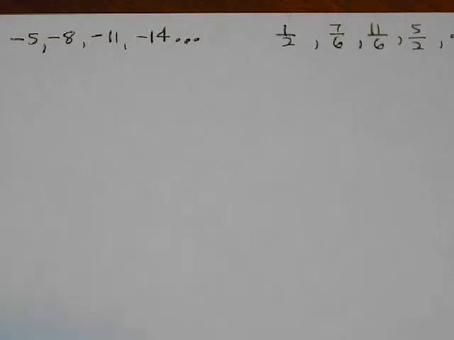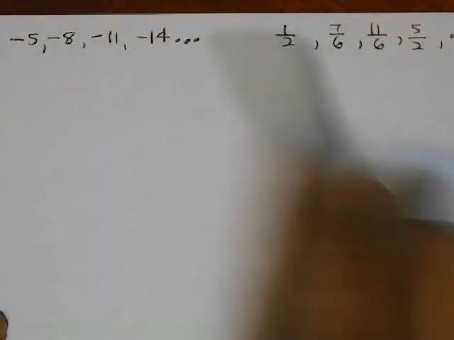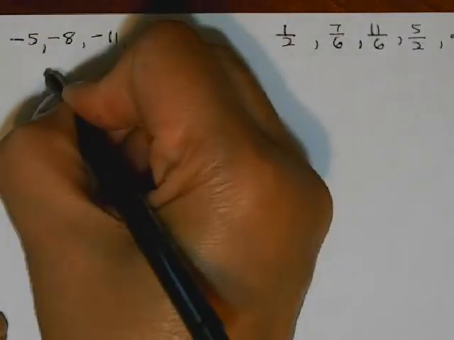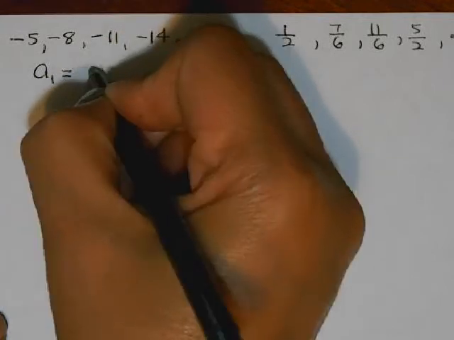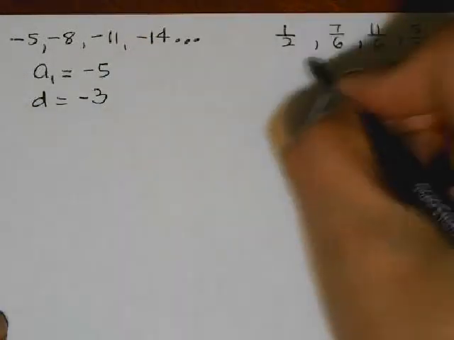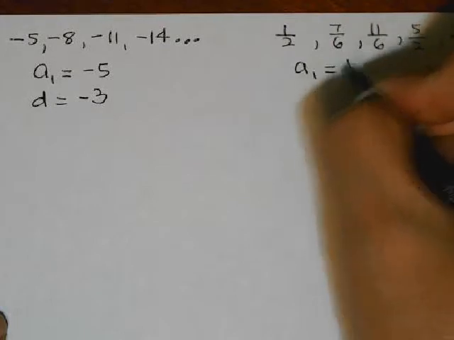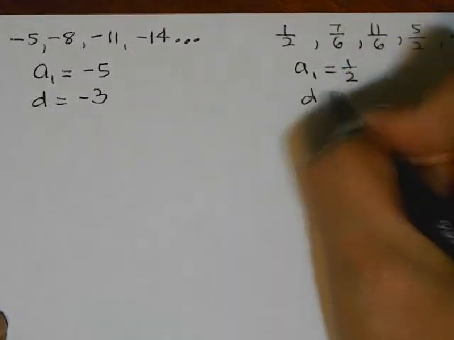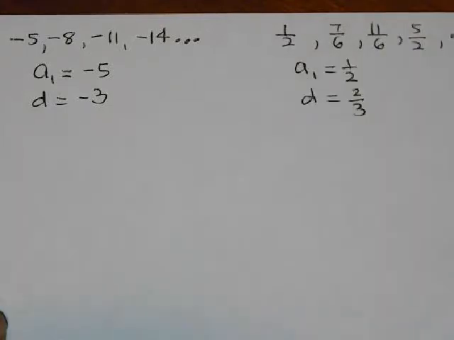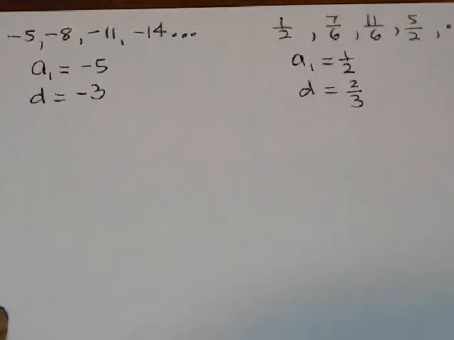Okay, so let's continue with these other examples that we did before. We're going to find a sub n, or the explicit rule, of these two sequences that we have done before. Try to get your a sub 1. We already found this. Okay, d is negative 3. This was in the other example, and here a sub 1 is 1/2, and d, we found it to be 2/3.